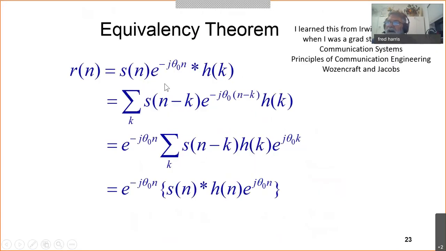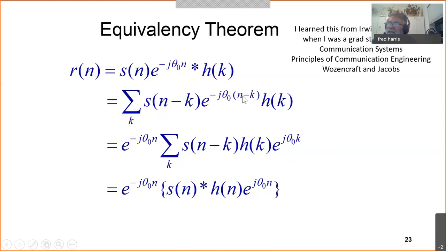So what we just described is something called the equivalency theorem. It says, here's the signal which we down convert to baseband and go through a low pass filter. So we know how to do convolution. We do a summation on a dummy index, where the dummy index tells me how much offset there is relative to current time being the output. And we do an inner product with the weights of the filter.